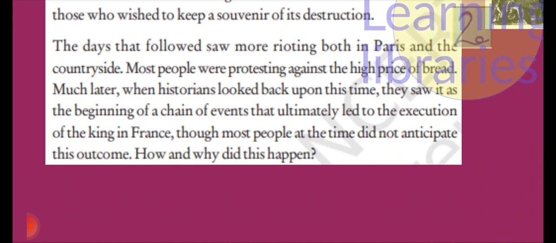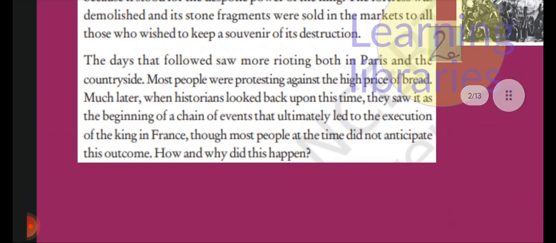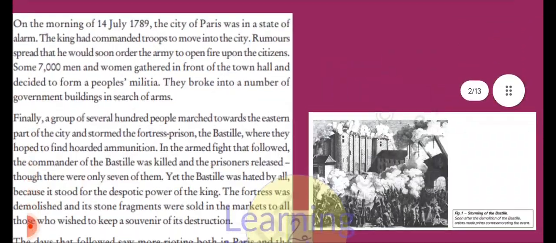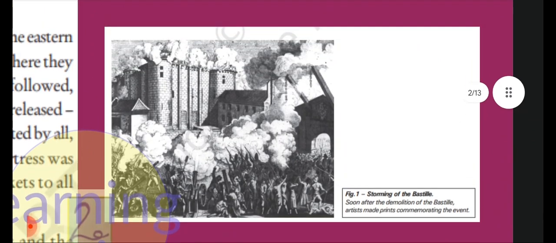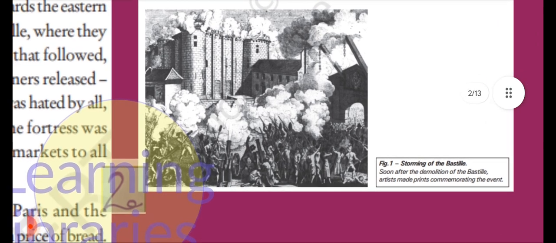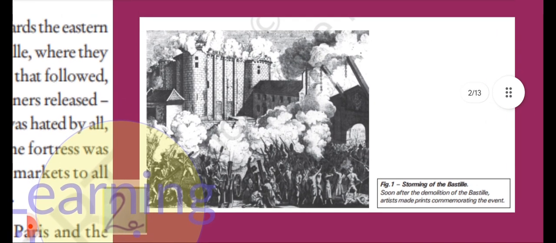This chapter only deals with French nationalism and revolution. You can see in this figure how the storming of the Bastille happened, and soon after the demolition of the Bastille, artists made prints commemorating the event. You can see smoke coming out of the Bastille. It's like a castle where the king used to live. It was attacked and bombed, and you see the smoke.